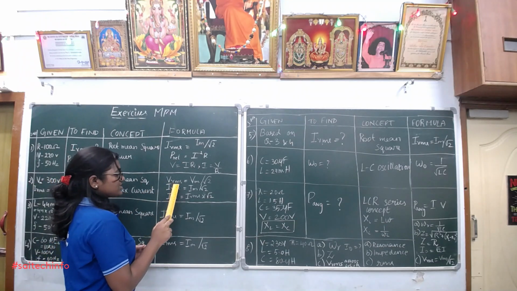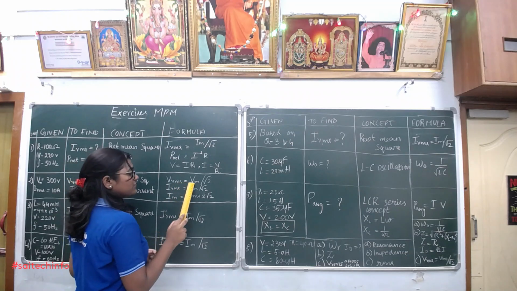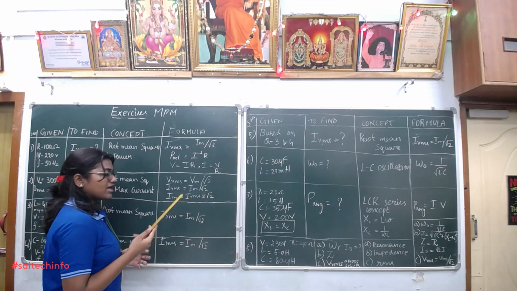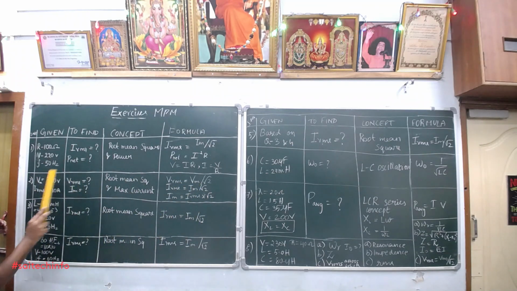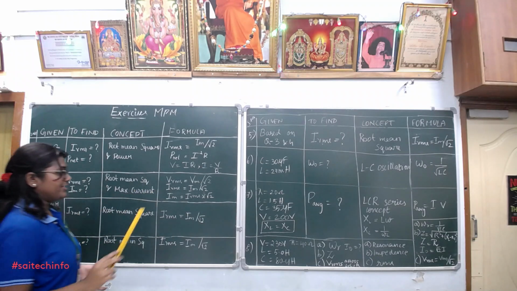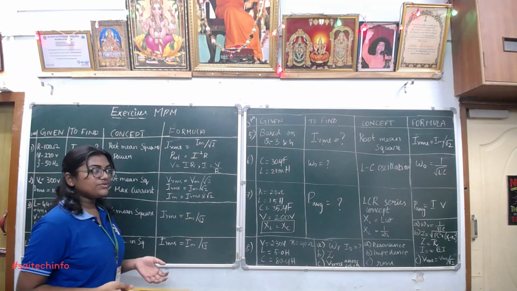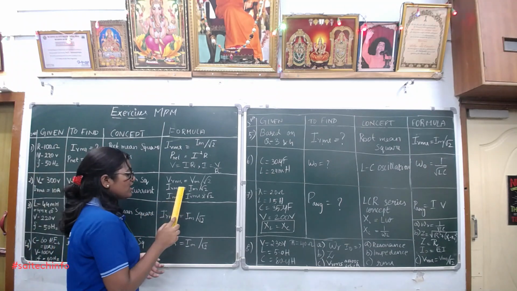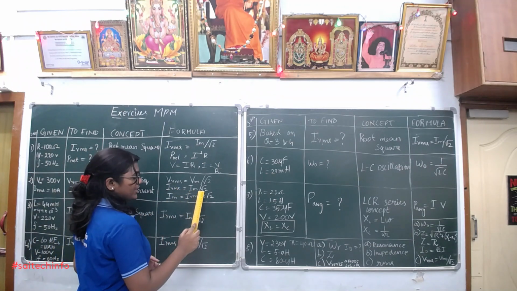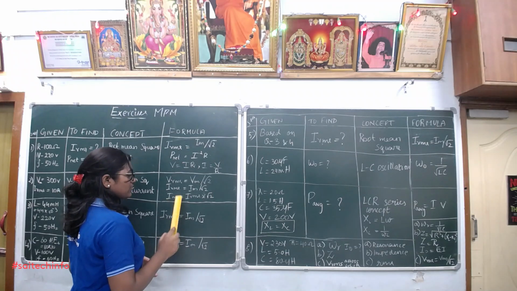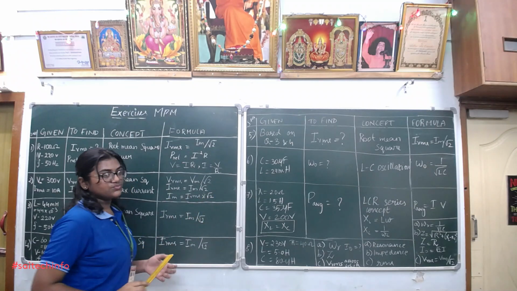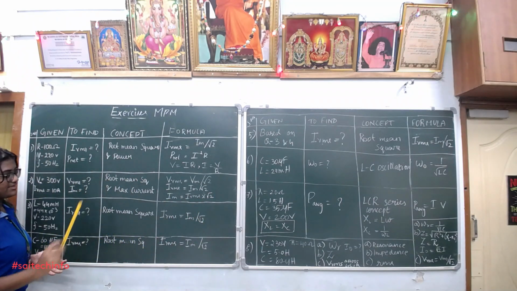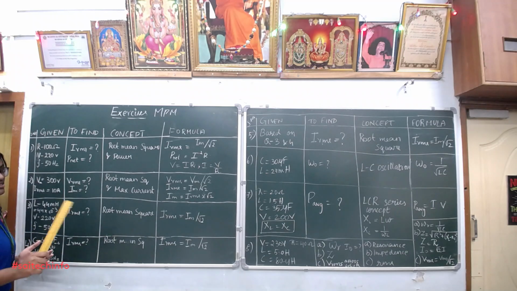So for the first subdivision, V RMS is equal to V M by root 2. If we apply the given value in this formula, we can easily get the value. And for I M, we need to derive the formula from this itself. So I RMS is equal to I M by root 2 gives I M is equal to I RMS into root 2. So it will be clear, sir. If we just substitute it, we can get the answer.